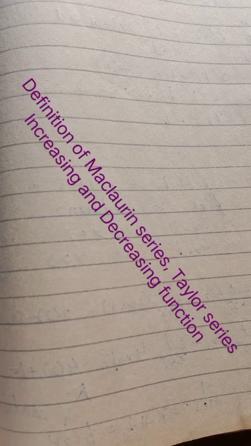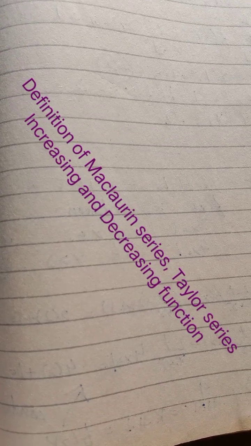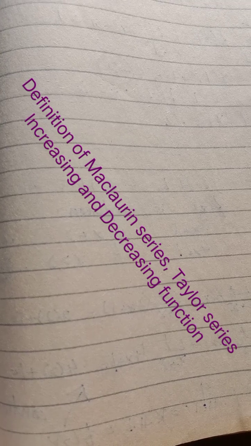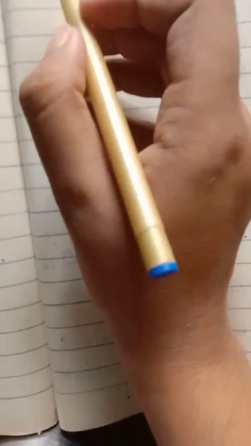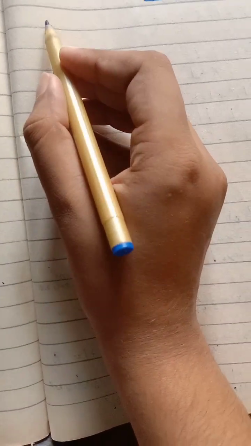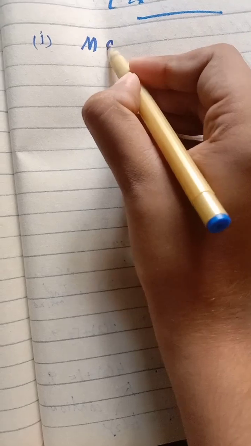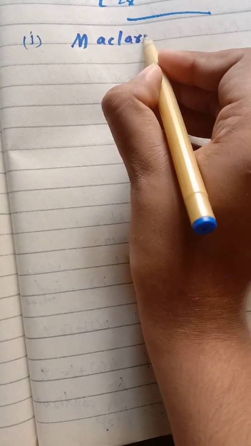So, about chapter number 2, we have already discussed derivatives and some of its examples. Today we will discuss some important definitions of chapter number 2, differentiation. Let's start. Firstly, I will discuss the Maclaurin series. It is a very important definition.